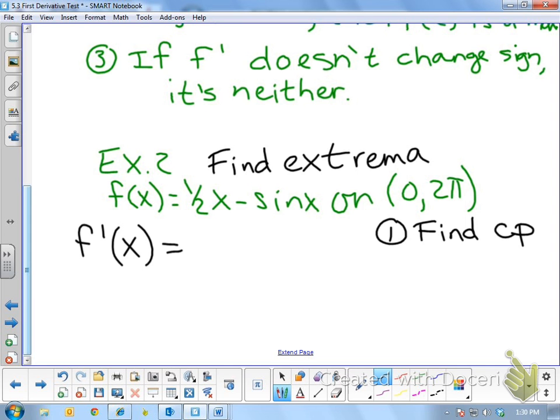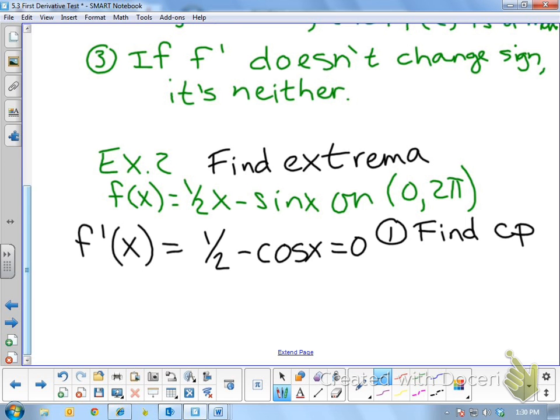Derivative of 1/2 x, that's easy. 1/2 minus cosine x. And we're trying to see where that equals 0 or where that does not exist. Does cosine have any values where it does not exist? Think of the graph of cosine. No, it's continuous everywhere. Tangent, on the other hand, you know where it goes down, asymptote, down, asymptote, every pi halves. But cosine and sine, those are continuous everywhere.